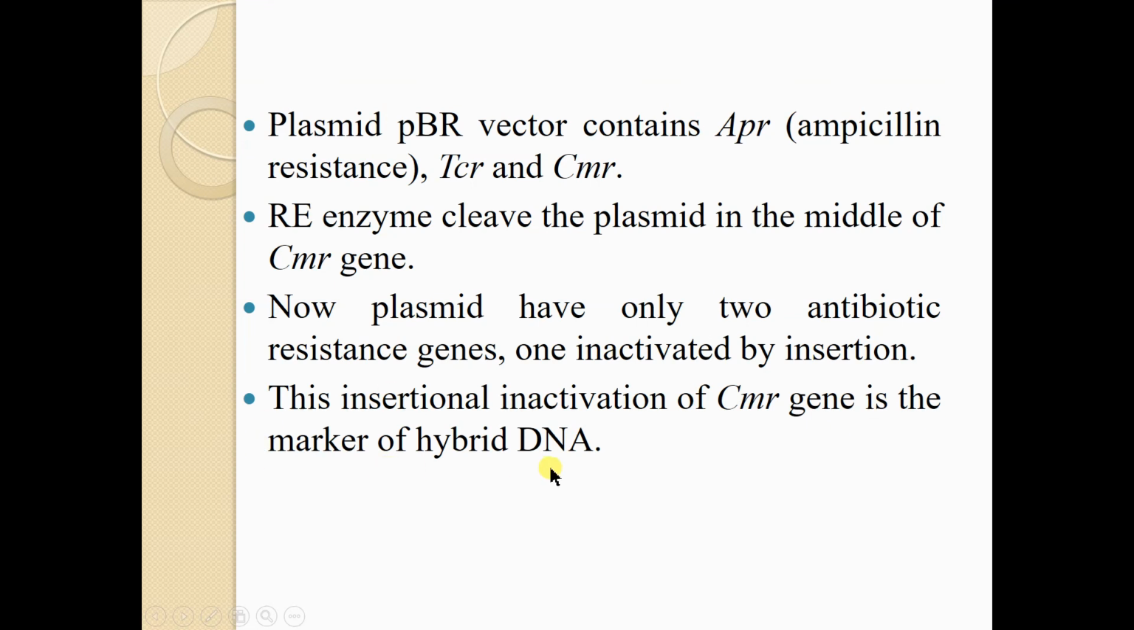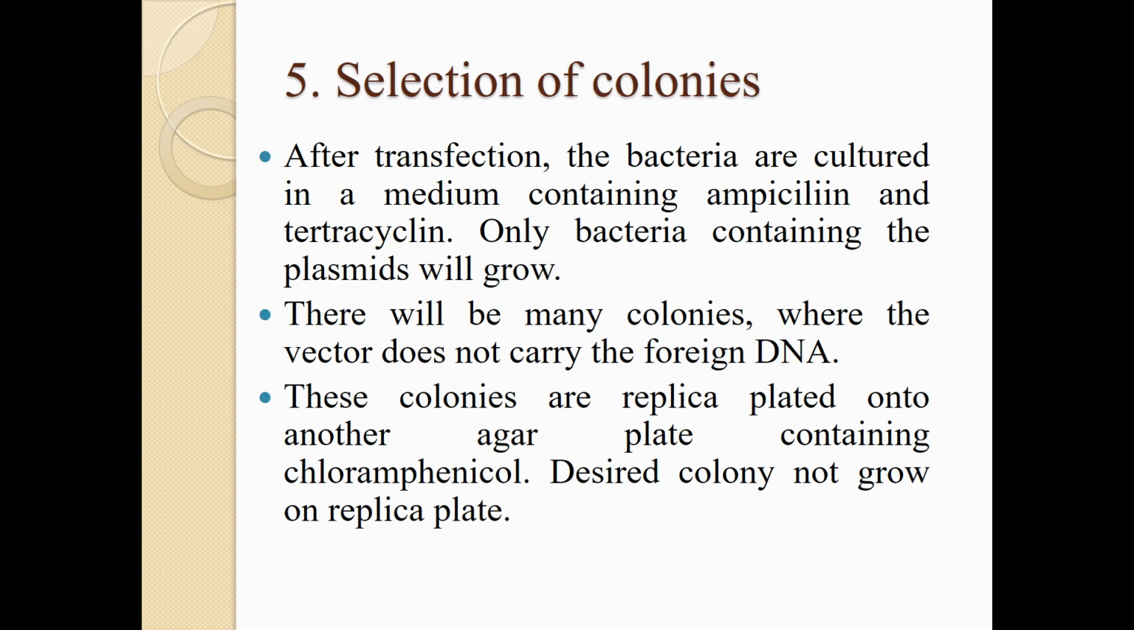So we want to select the colonies which contain our interested DNA. How can we identify the colonies which contain the hybrid DNA? That is by the marker, the insertional inactivation of the chloramphenicol gene. The colonies which don't give protection against the chloramphenicol antibiotic are the ones that contain our interested DNA molecule. So now that we know which is our interested colony, how can we select it?